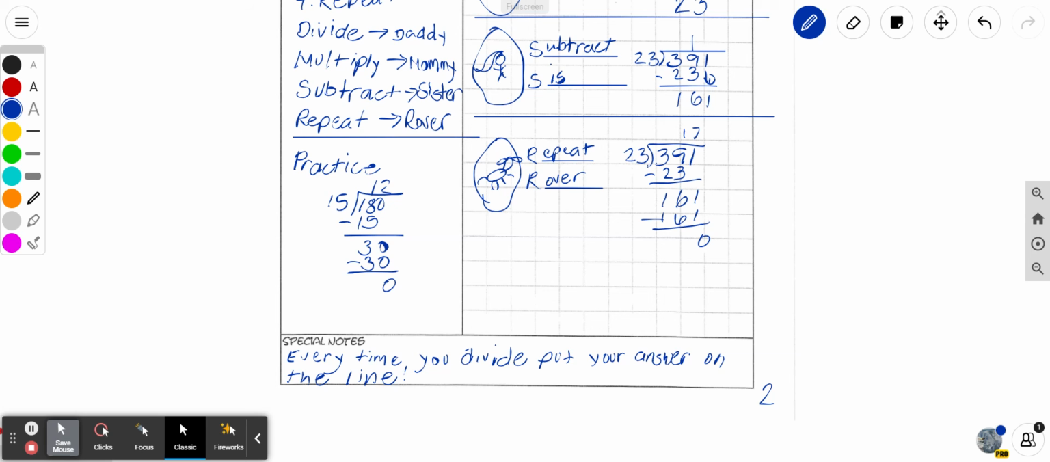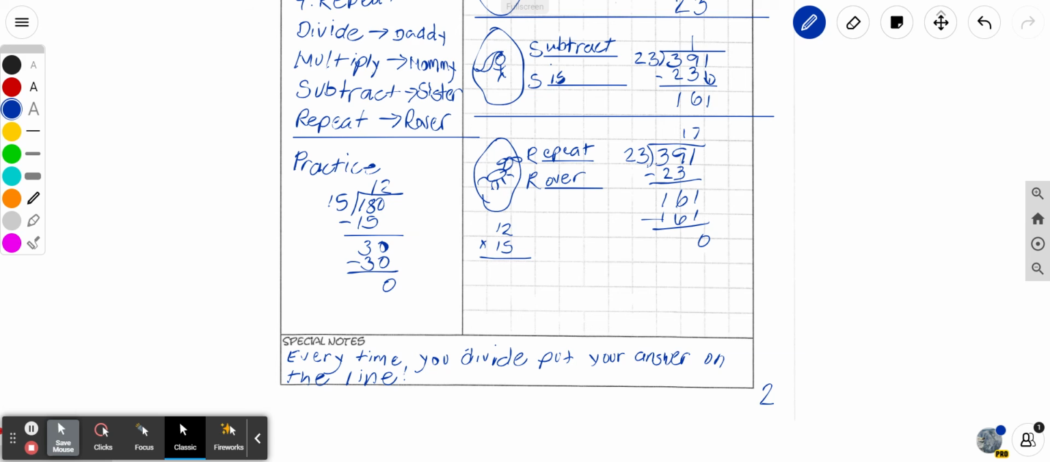Just another little note, anytime you want to check to see if you did a multiplication problem or a division problem correctly, you would multiply your quotient times your divisor. So I'm going to check this practice one right here. So I'm going to multiply 12 times 15. And if I did this correctly, I should get the dividend there, the 180.